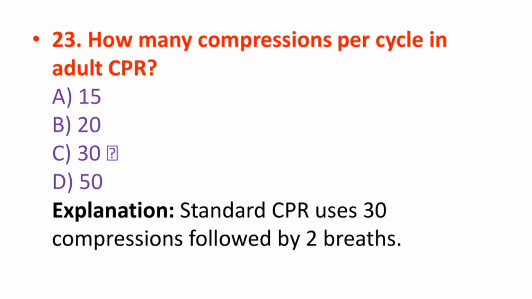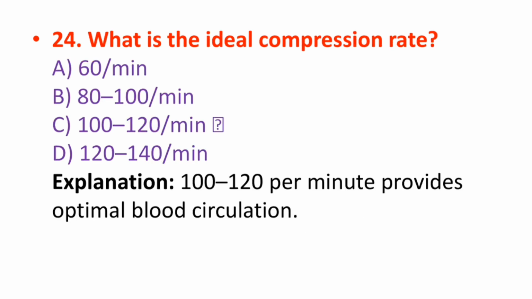How many compressions per cycle in adult CPR? Option A 15, option B 20, option C 30, option D 50. The correct answer is option C, 30. Standard CPR uses 30 compressions followed by 2 breaths.